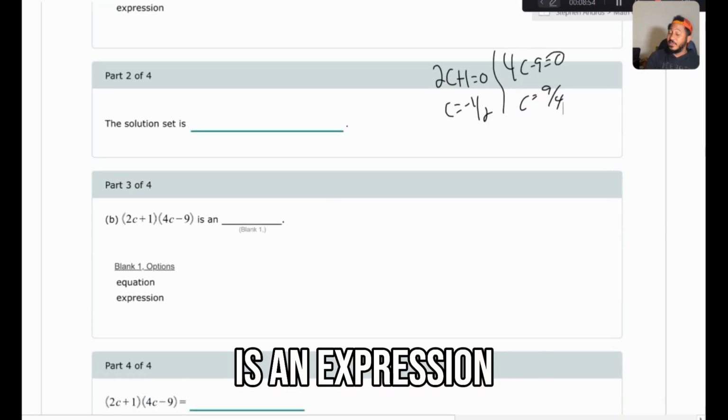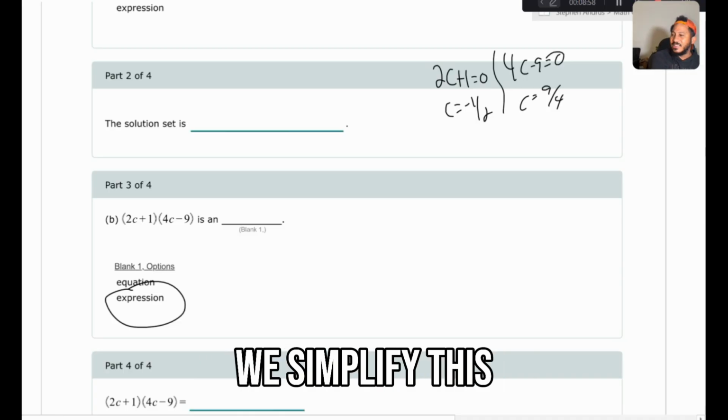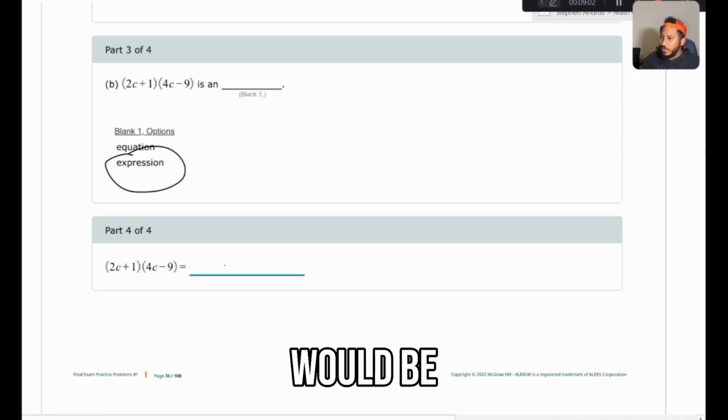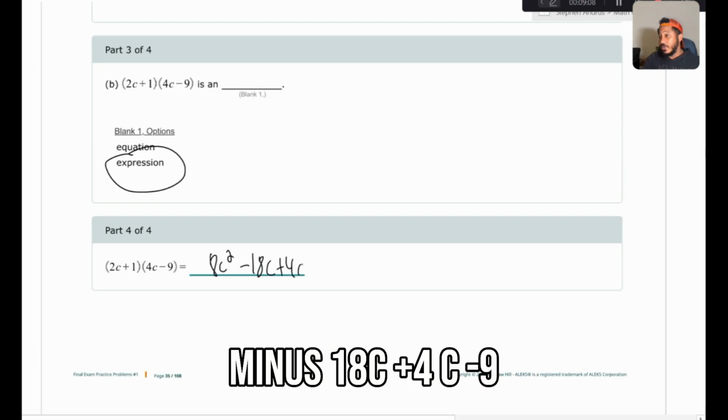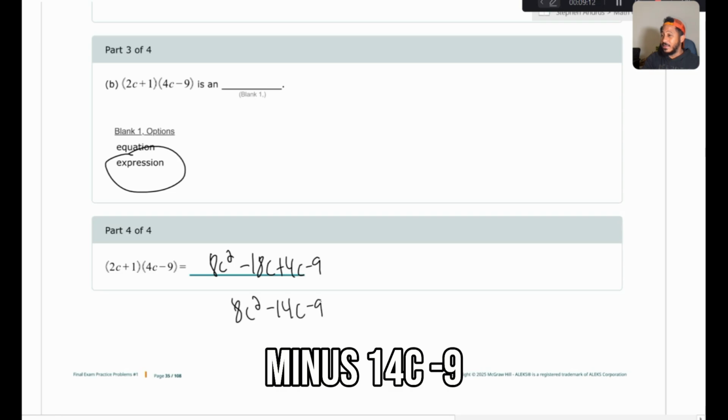Whereas this one here is an expression, right? There's no equation. There's no equal sign. So it's an expression. And so how do we simplify this? We could just multiply this out or FOIL it out, right? And so simplified version would be 8c squared minus 18c plus 4c minus 9, or 8c squared minus 14c minus 9.